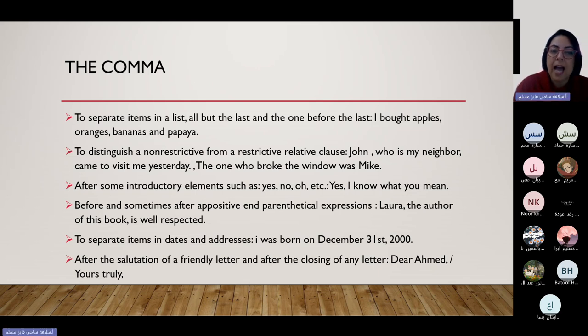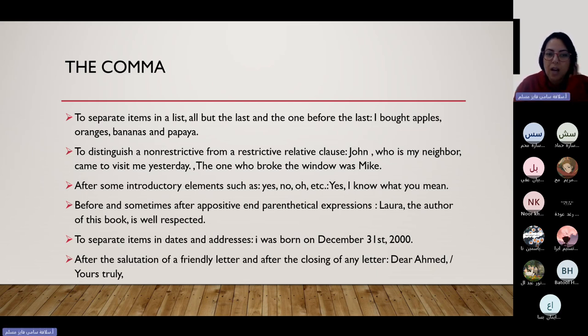Before and sometimes after a parenthetical element. Example, Laura, comma, the author of this book, comma, is well respected. Okay? Again, a parenthetical clause gave us information about who Laura is. Okay, so that's why I put Laura, comma, the author of the book, comma, and then the sentence continues. Okay, is well respected.